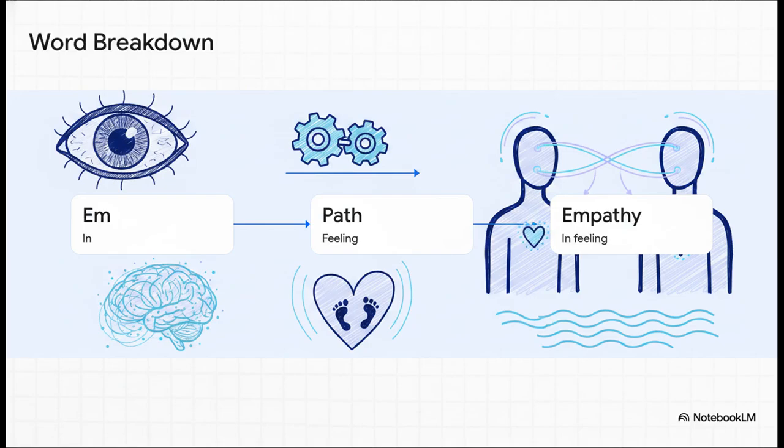Okay, let's do our step-by-step code breaking again. Step 1, the prefix em means in. Step 2, our root path means feeling. So, moving to step 3, the word empathy literally translates to in feeling. It means you have the ability to step inside another person's emotions and understand their feelings from the inside out.